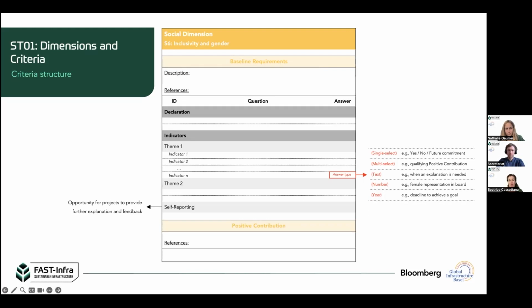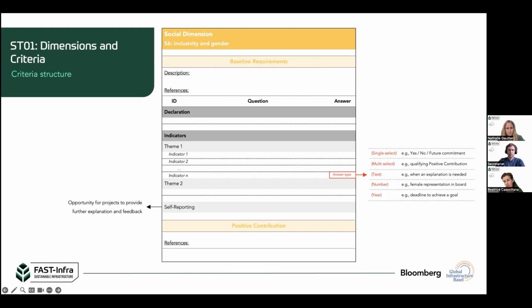Both the baseline requirements and the positive contribution are organized into sections and subsections, as you see here. The declaration section contains the main indicators, which are more general and try to capture the essence of the criterion, whereas the indicators are more specific questions that we ask projects. These questions are divided into different themes. And then there is a section called self-reporting, which is an opportunity for projects to provide feedback on the indicators and also to provide further explanation on some answers that they provided for the indicators.